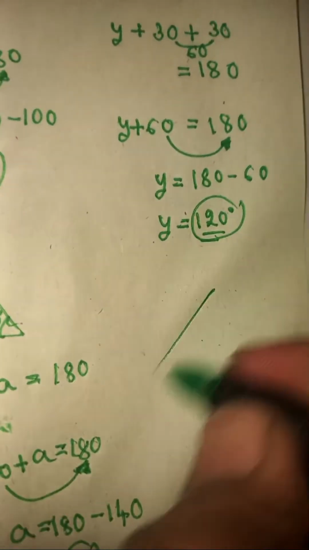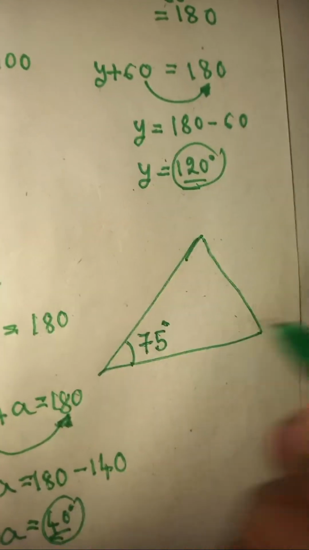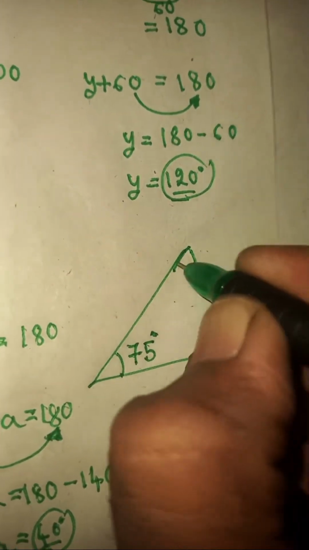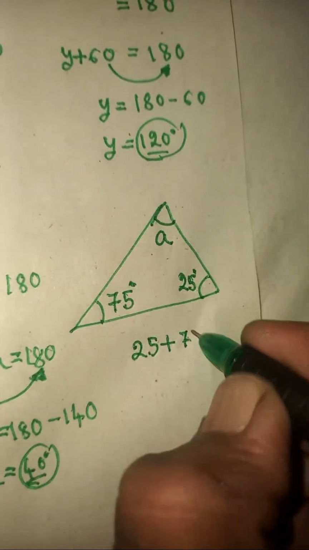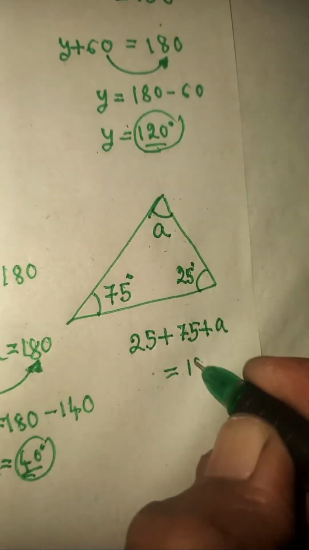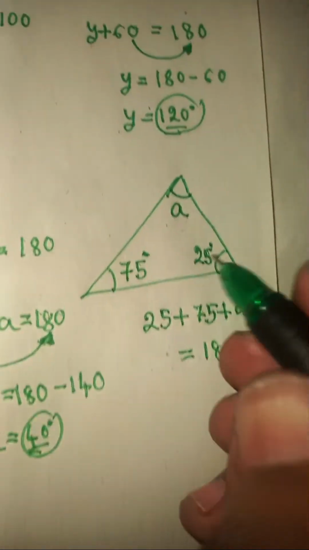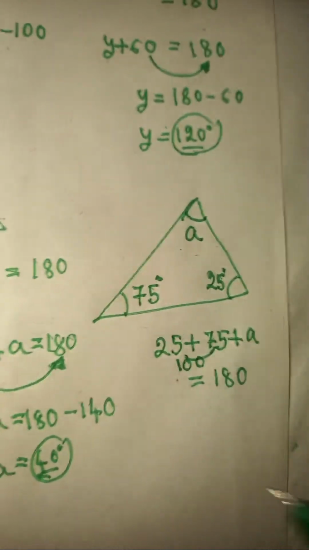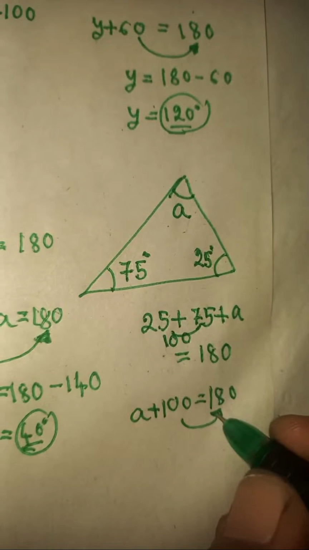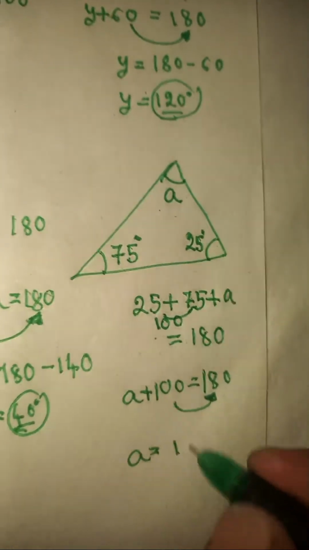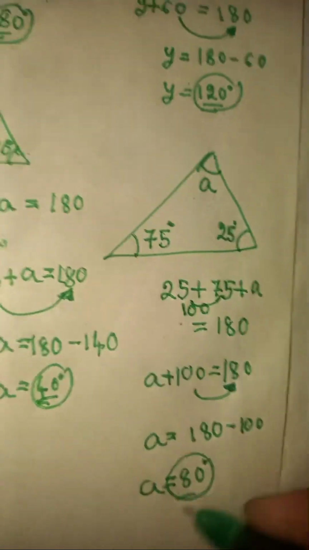Let's take the last triangle problem. Here they have given this angle as 75 degrees and this angle as 25 degrees. Now you need to find out the value of A. Here 25 plus 75 plus A is going to become equal to 180 degrees, because the sum of all three angles equals 180. 25 plus 75 makes 100 and A plus 100 equals 180 degrees. If you send that 100 that side, it's going to become minus 100. So 180 minus 100, A equals 80 degrees.